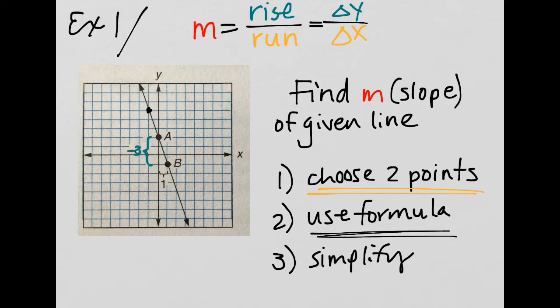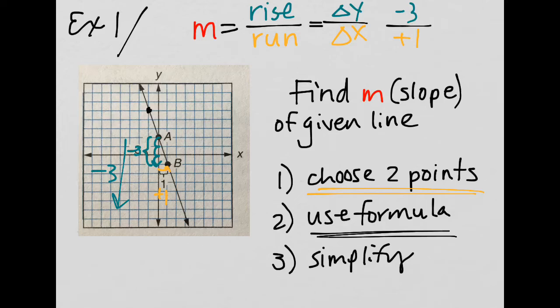-3. Okay, it goes from this point 1, 2, 3, goes down 3. If it's going down, that's negative. And goes to the right 1, +1. So what I need to do is put a -3 and put it over a +1. Now, if you're worried about knowing if it's positive or negative, I want to show you a trick.